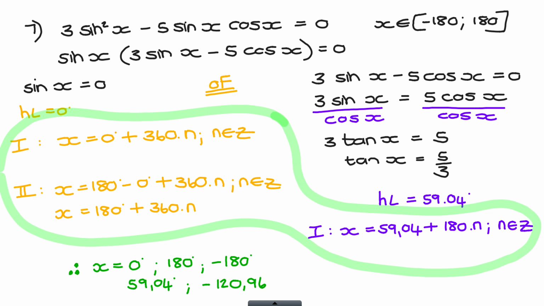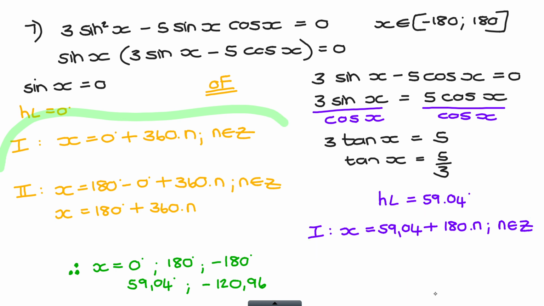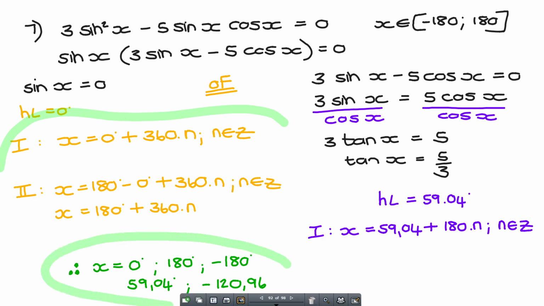So, in those three equations, everywhere that I see n, I am going to substitute in 0, 1, 2, maybe 3 as well, I'm not sure, and then minus 1 and minus 2. And if I do that, you will see that I get the angles down here. Okay, so this is then your final answer.